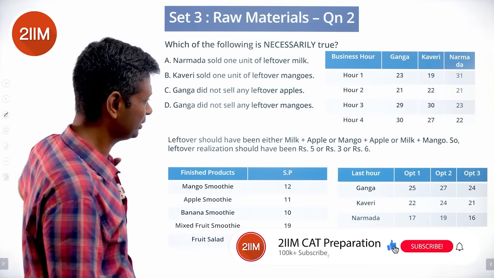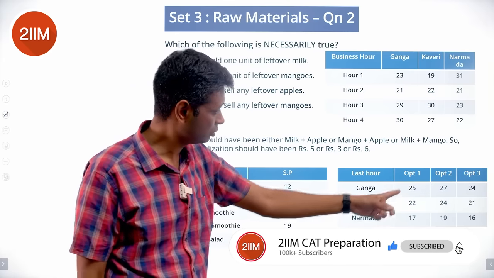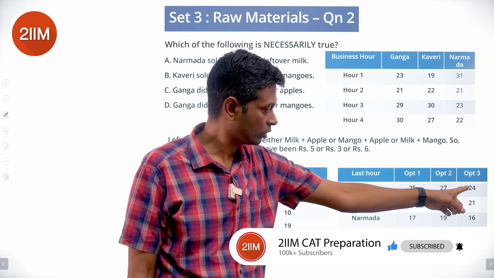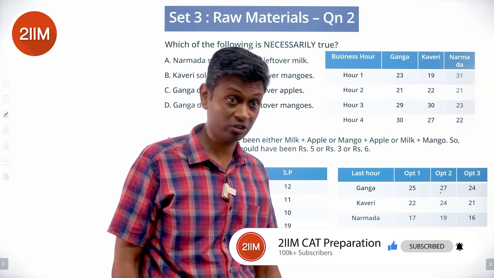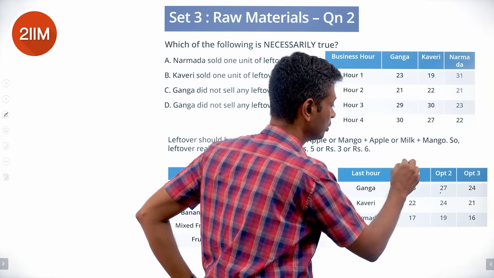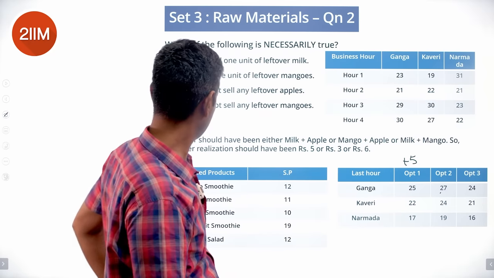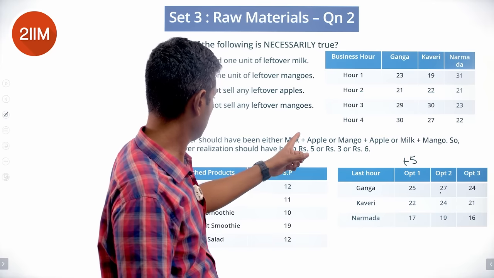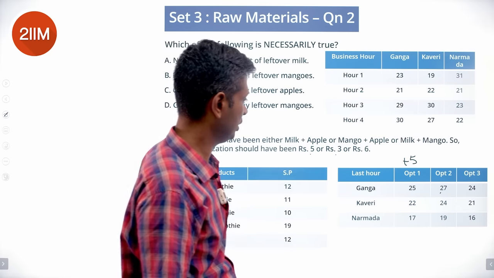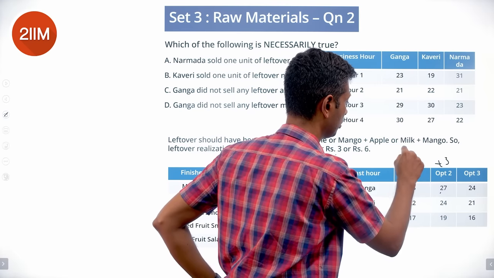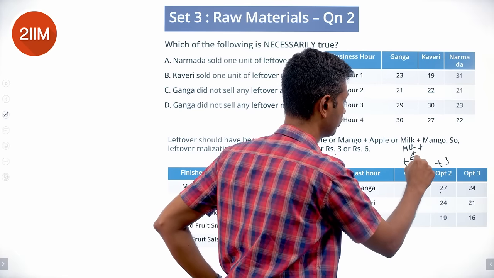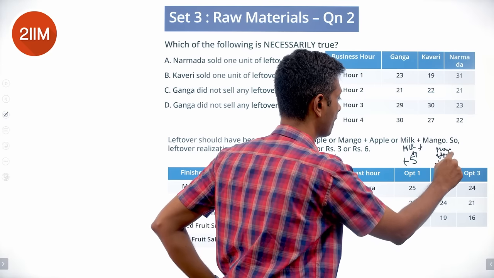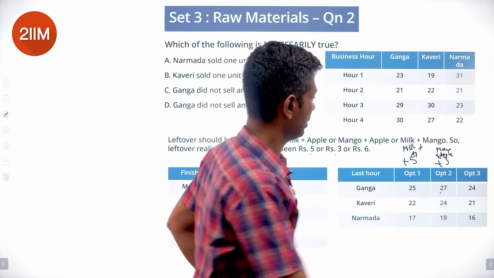So let's drill down. Option 1 is 25 plus 5, 27 plus 3, this is 24 plus 6. So what is the leftover here? Plus 5 is effectively milk and apple. Milk and apple is plus 5. Mango and apple is plus 3. So milk plus apple, mango plus apple. This will be milk and mango.